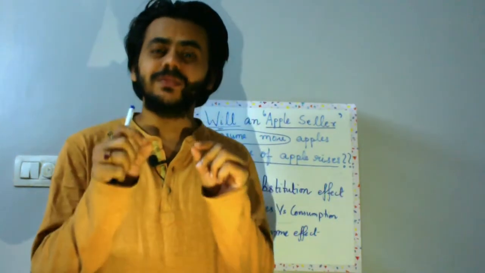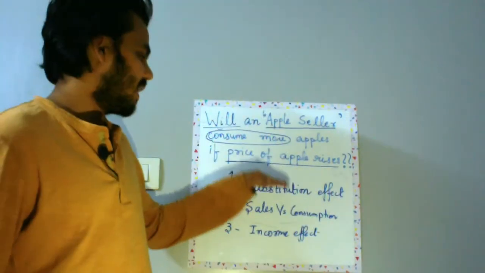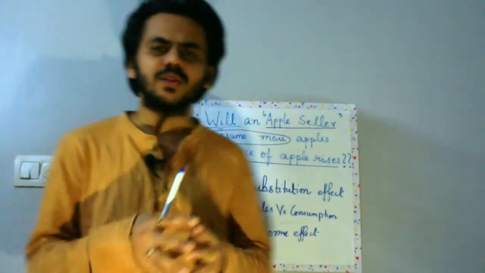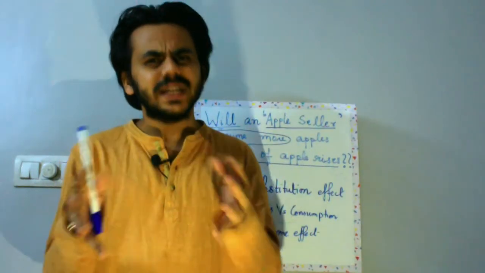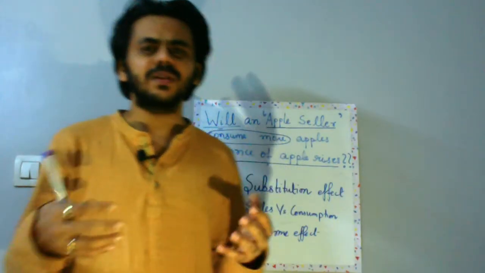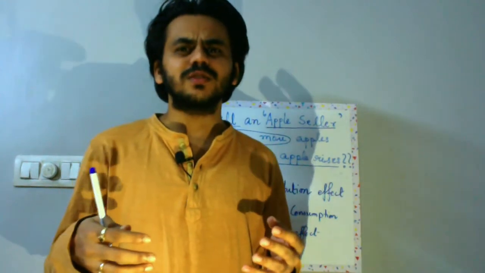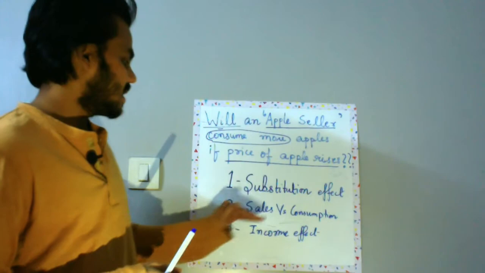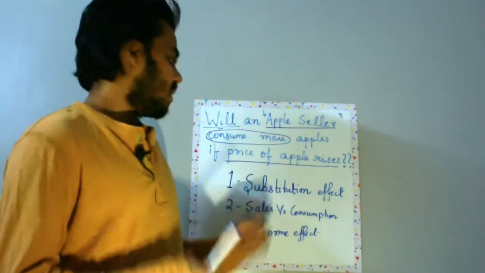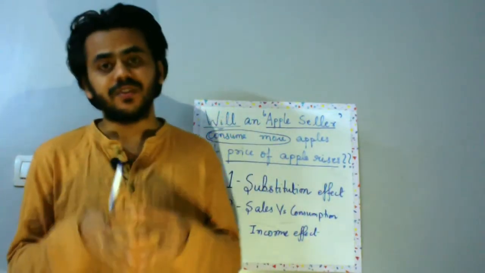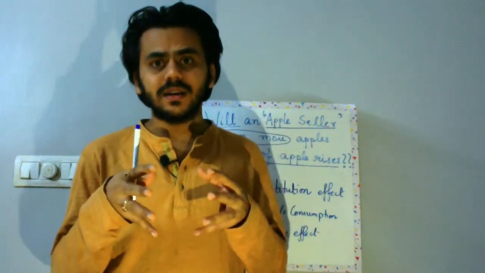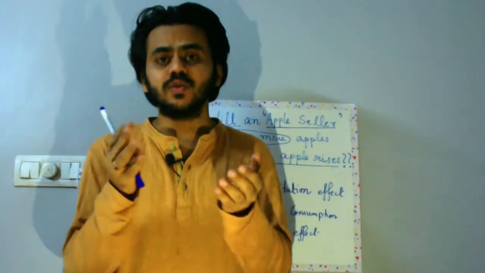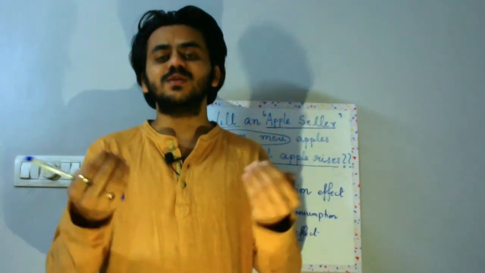But your ultimate decision will be governed by combining these three factors. So the substitution effect is telling you to consume less of it, which is quite intuitive also. If price of something rises, you will definitely want to consume less of it on a normal basis. Next thing is sales versus consumption. Now the idea here is whether you consume it on a net basis or sell it on a net basis, which means are you a seller of that good or a consumer of that good.